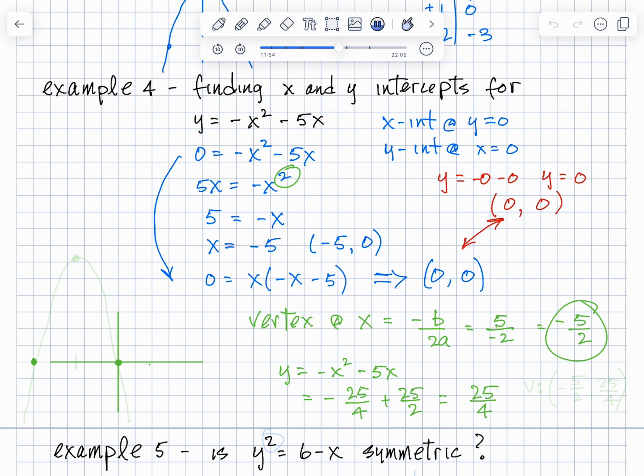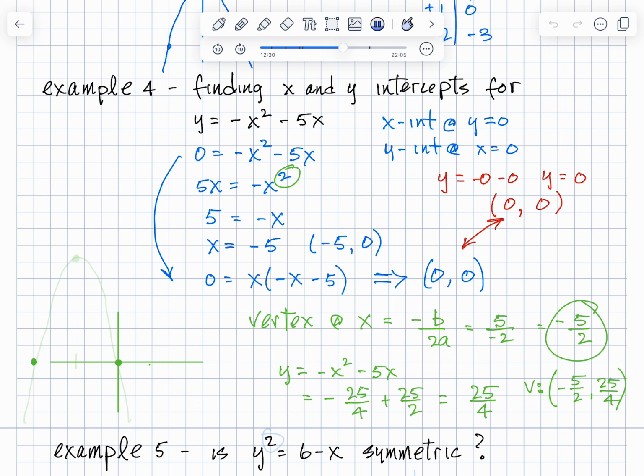So the vertex, this is the way I write it, vertex coordinate is going to be negative 5 halves and 25 fourths. Now you notice I didn't put this in decimal. Don't use decimals unless you have to. In other words, fractions are better than decimals because they're accurate. Decimals aren't always accurate. So let's plot this vertex and see what this graph is going to look like.